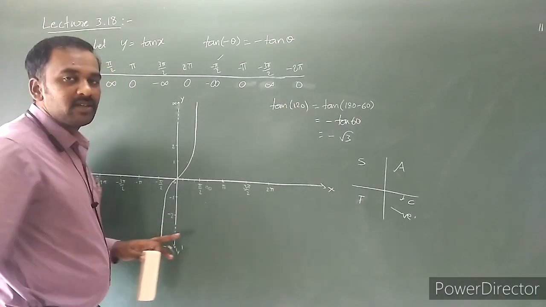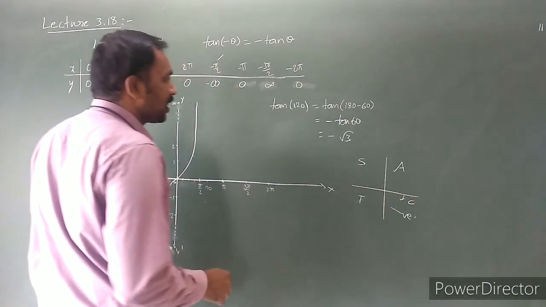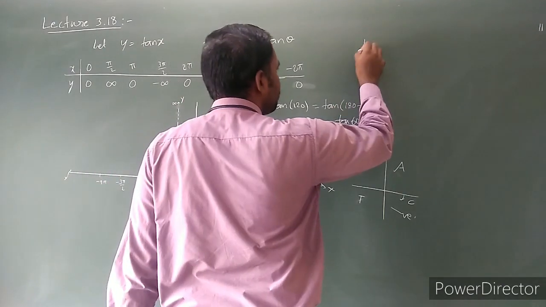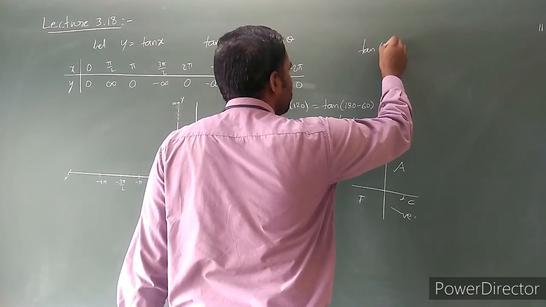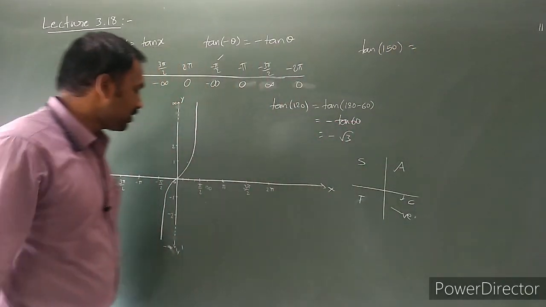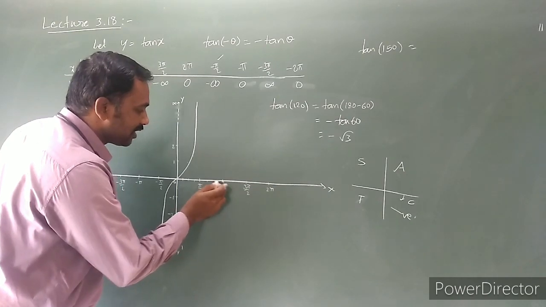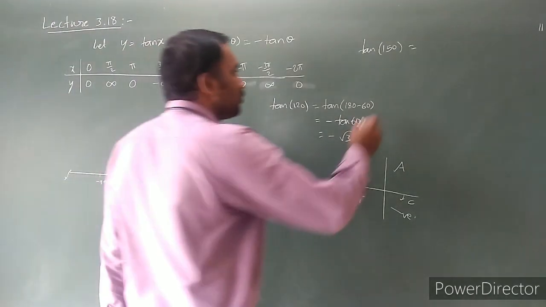More than 1. Are you clear? Suppose you want to take another value. What is another value? Tan of 150. What is the tan of 150? Where is 150? 150 is here, and 180 is here.